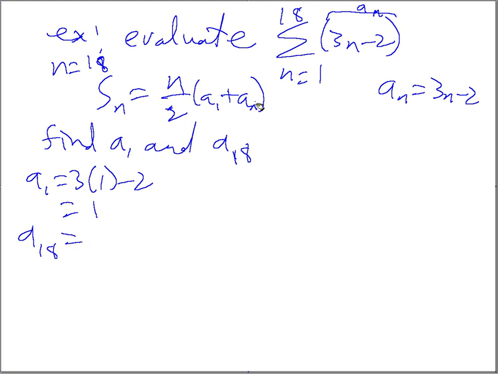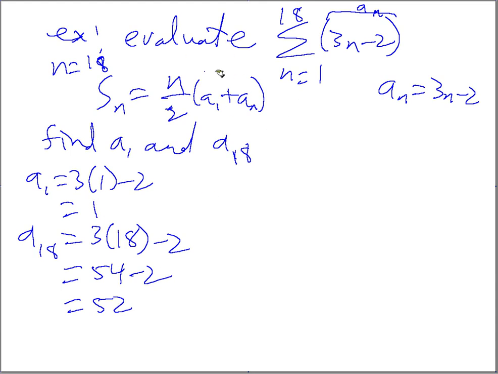The 18th term, right? I need to know the term I'm adding up to, the 18th term. That's going to be 3 times what? 18 then, right? Because n is 18, since, again, we're given the formula here. Minus 2. That's going to be what? 54 minus 2, or 52. All right? So we have the first term and the last term we're adding up to.